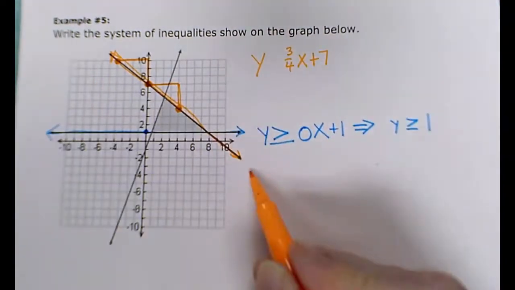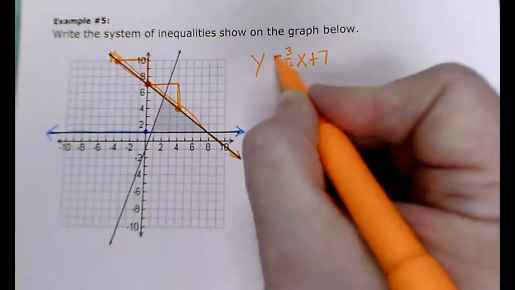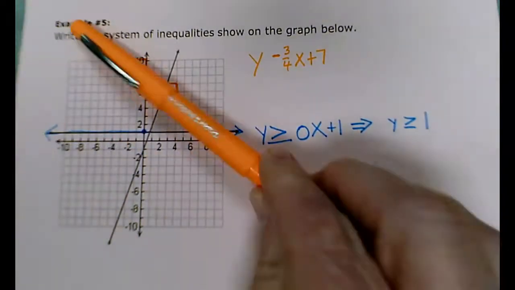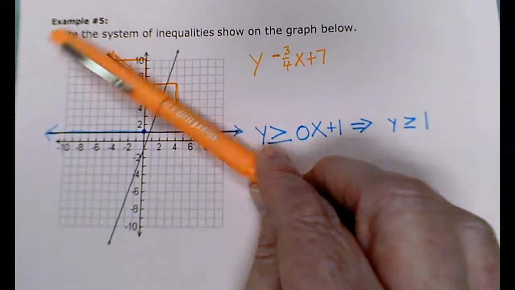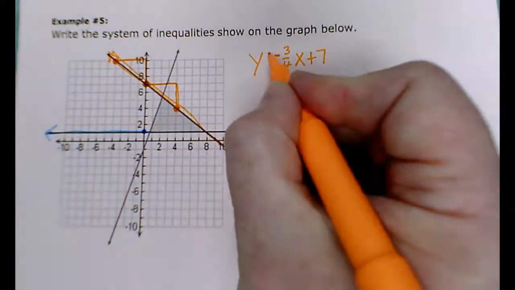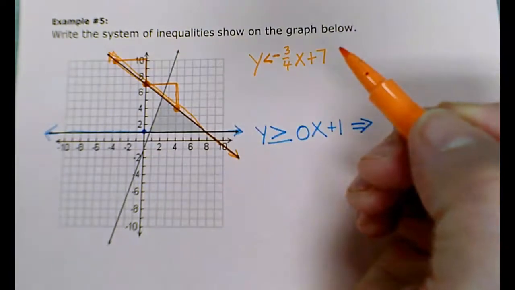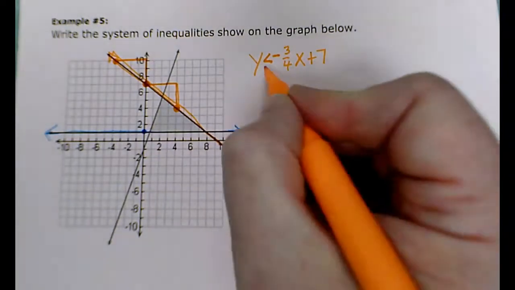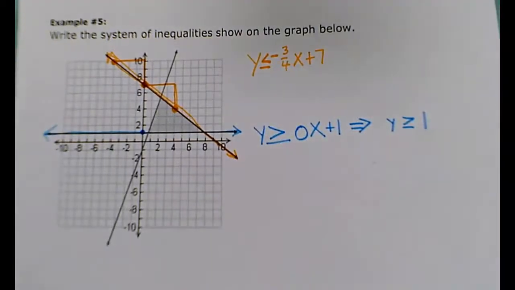Now, is this a positive slope or negative slope line? Now, here's the line. Are we shaded above or below the line? So I need a less than sign. Is the line dotted or solid? You see how you figure it all out? We have one more line.